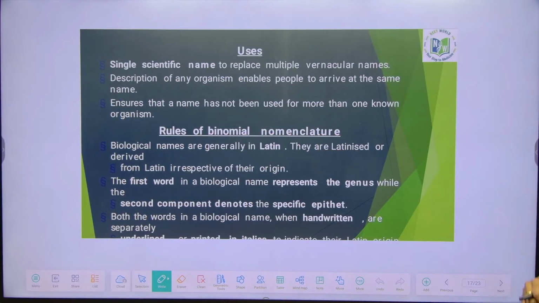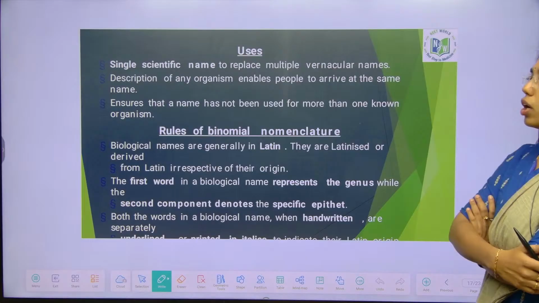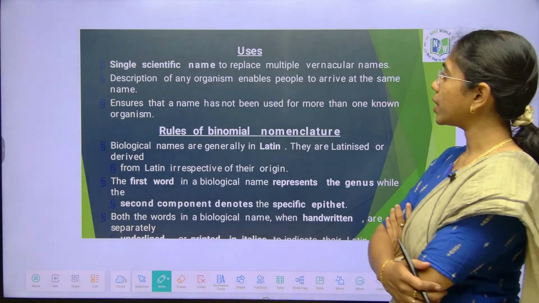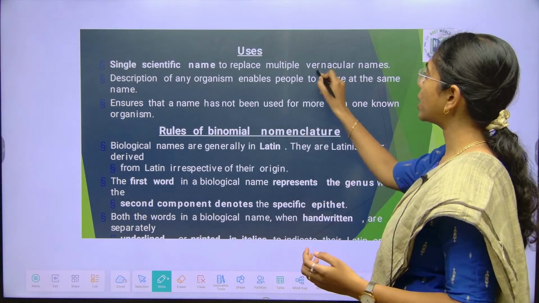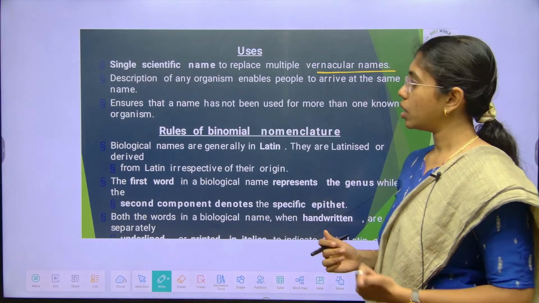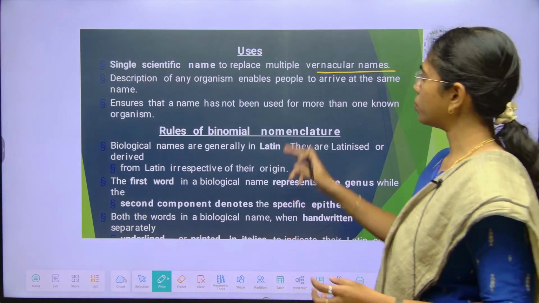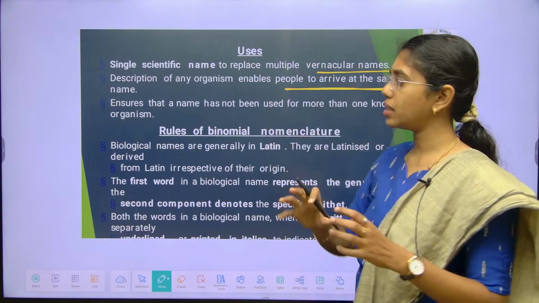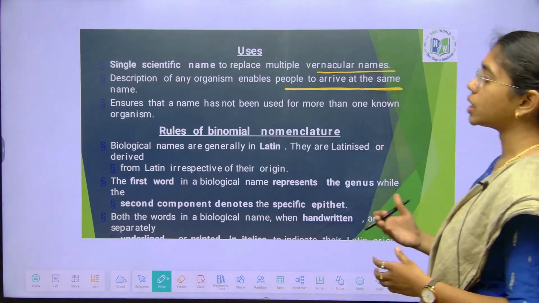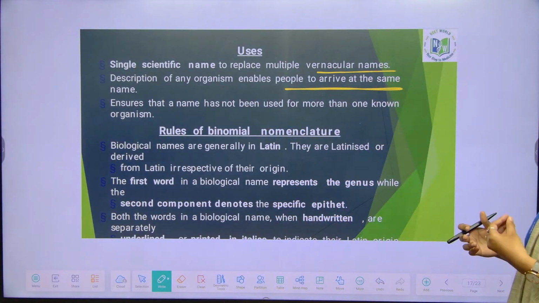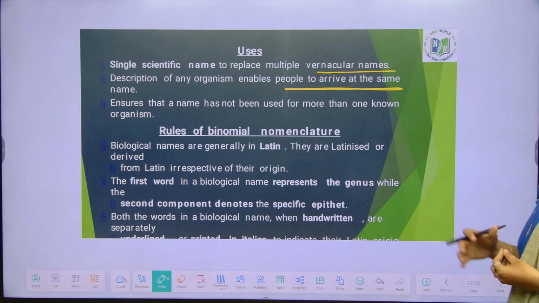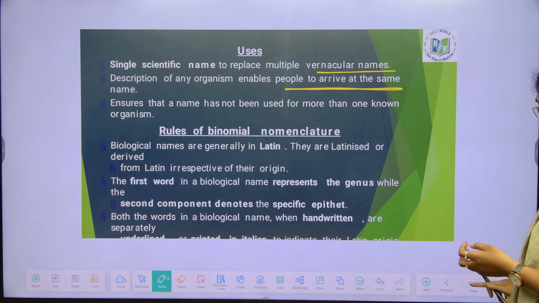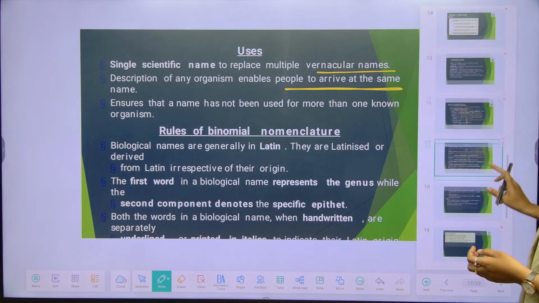So, what are the uses of binomial nomenclature? A single scientific name is used to replace the multiple vernacular names. In the description of any organism, this enables people to arrive at the same name. This ensures that a name is not used for more than one organism. We have already discussed the rules of binomial nomenclature.